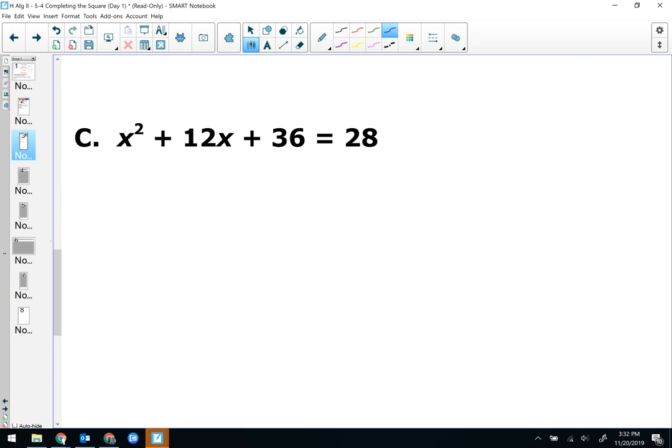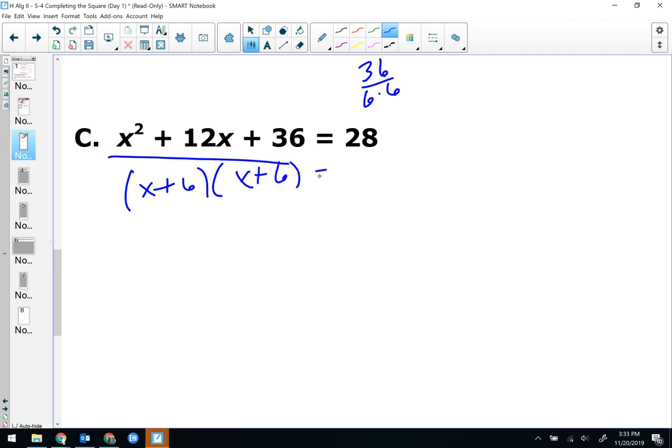But wait a second, Mr. Laverick, you said there would be no b term. Ah, I see a b term. So what do we do? Anybody see it? Can that guy be factored? Oh, it can. Factors of 36 that add to get to 12? 6 times 6. So this is like an x plus 6. X plus 6 is equal to 28.